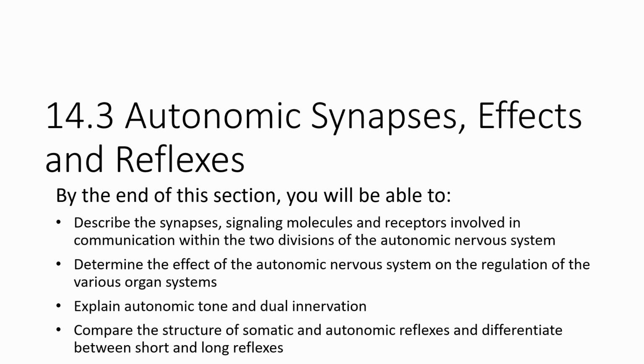We're going to talk about signaling molecules and receptors involved in communicating within the autonomic nervous system. We're going to talk about the effects of it, and when we're talking about regulating other organ systems, we'll talk about autonomic tone and dual innervation, and then somatic and autonomic reflexes, and then look at the difference between short and long reflexes from a structural standpoint.